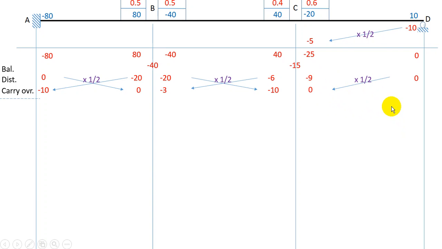Again carry over here. So I won't carry over this moment here because I don't want to disturb this. But this 0 would get carried over here. Even if you don't write these zeros, it's fine. It's perfectly fine. But just to show you that this 0 gets carried over here, I've deliberately written 0 here. But as you practice the moment distribution method, I would recommend that you do not write zeros here.